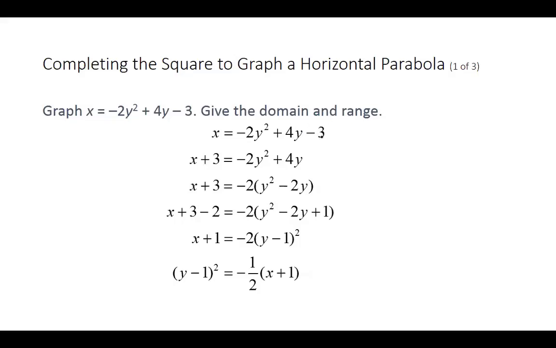I'm going to add 3 to both sides of the equation. We get x plus 3 equal to minus 2y squared plus 4y. In order to complete the square, I need to eliminate the coefficient of y squared, so I need to factor out minus 2. I get minus 2 times y squared minus 2y.